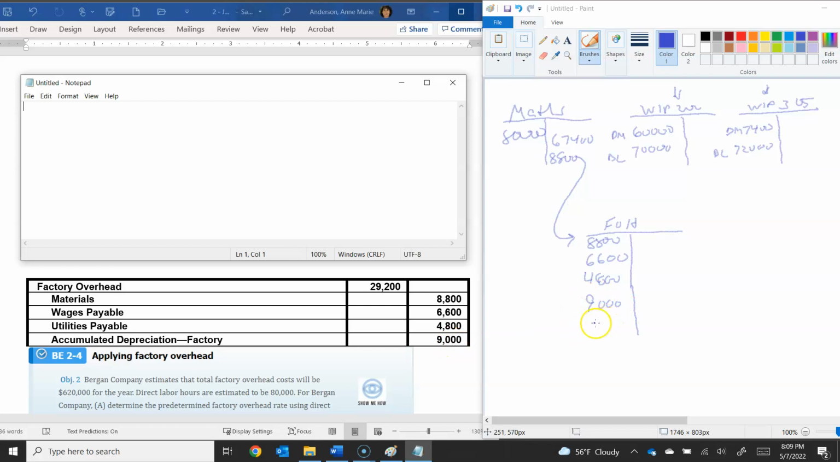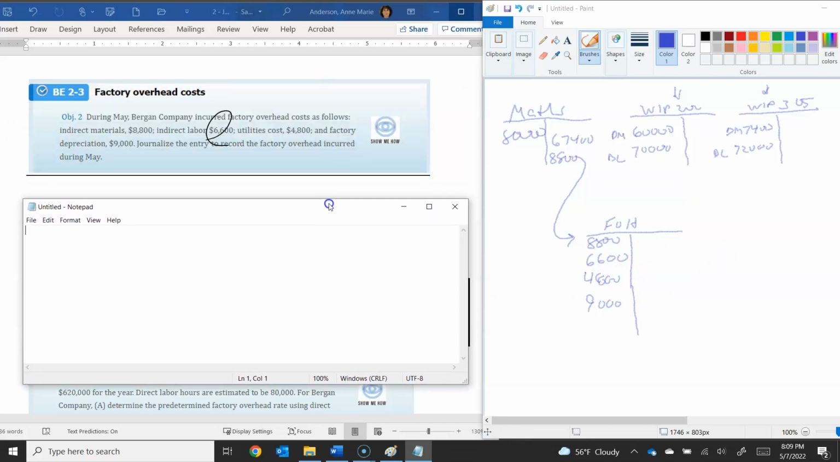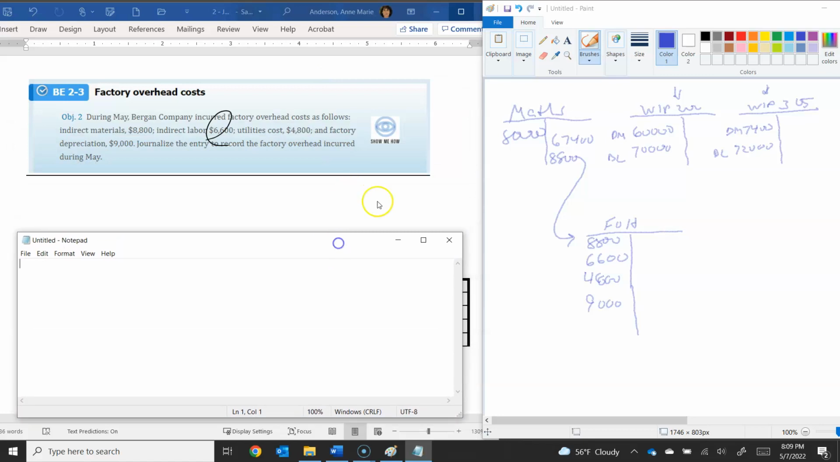Okay, so those would be the credits to all the different accounts. I'm not including those here because why would I? I'm really just focused on the inventory flow, but those would be the different credits. All right, so this is a part we have not talked about yet.